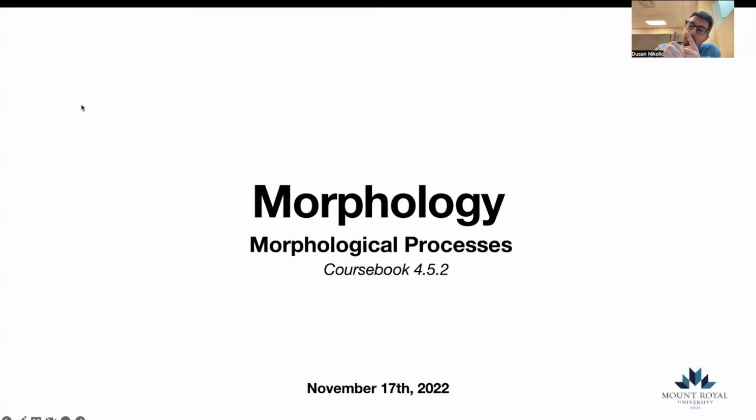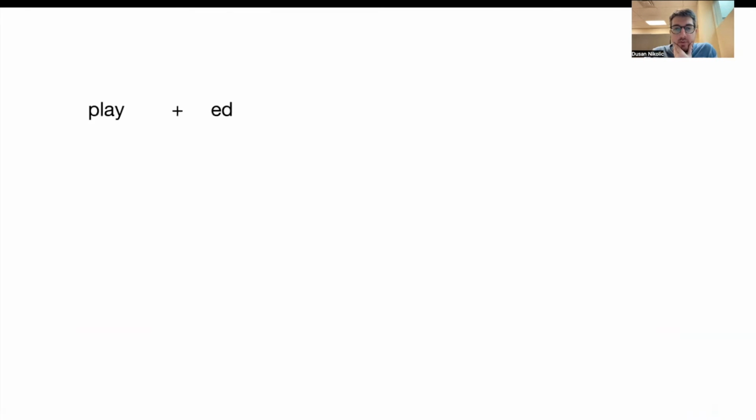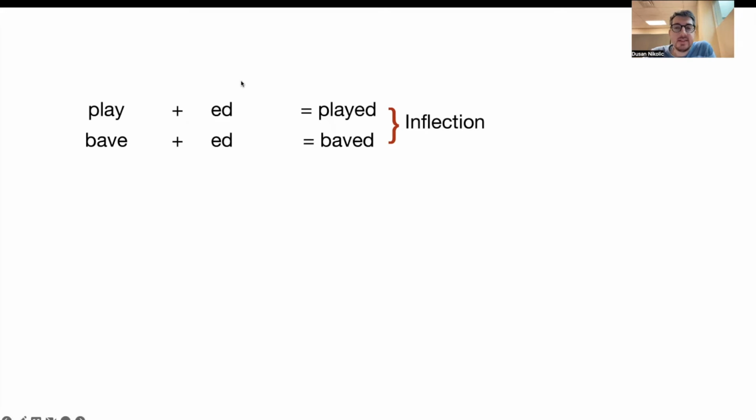Now, we've covered suppletion, reduplication, and allomorphy, and now we move on to other morphological processes. For example, we can have play plus ed, which creates played, bathe plus ed, which creates bathed, and this is an invented word which we had for our quick write. This is what we call inflection, when we add this inflectional affix.